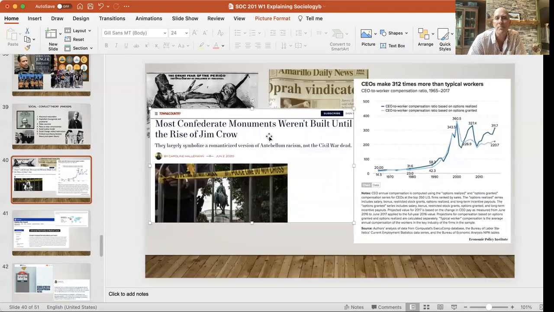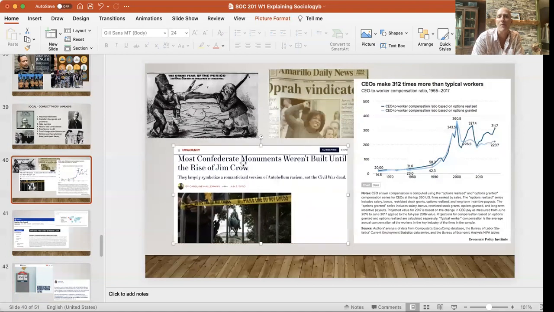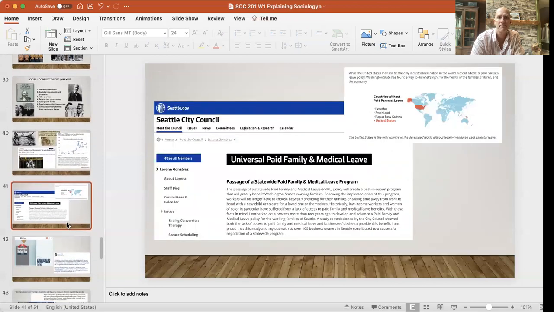A lot of monuments, there were two different waves of monument building. One of them was in the 1950s. And this was in response, in large part, to the rise of the civil rights movement in the 1950s, 1960s. So who controls culture sometimes is an issue of power. And there's a lot of conflict theory stuff in that.